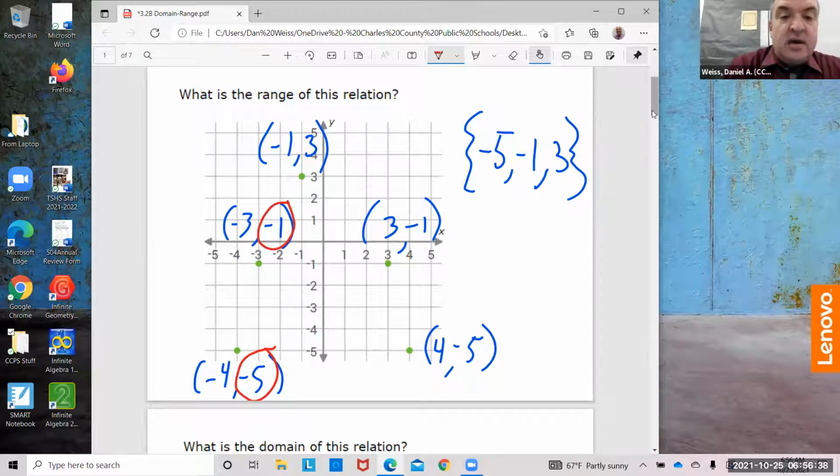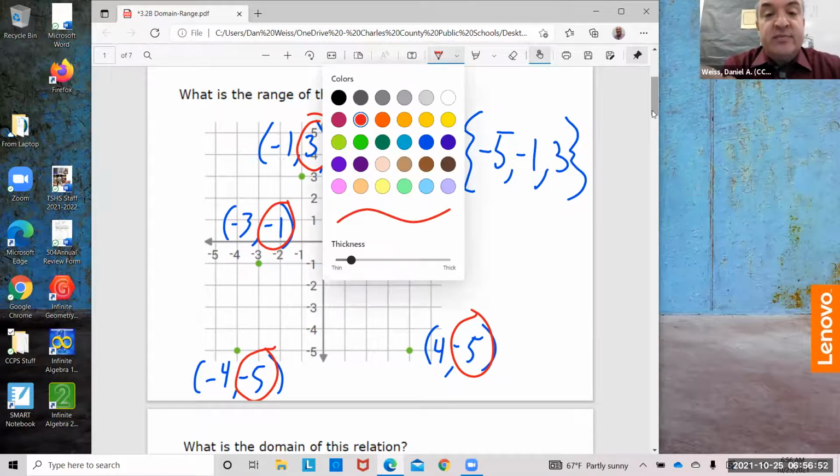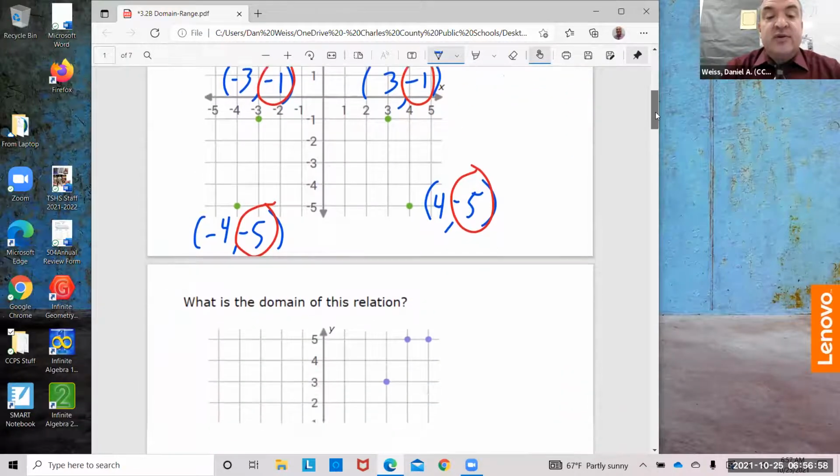These are the y values, a part of the range that makes up the range. The range is the y values. The domain are the x values. The range are the y values. That's it. That's all you need to know. The range of the y values, the domain of the x values.